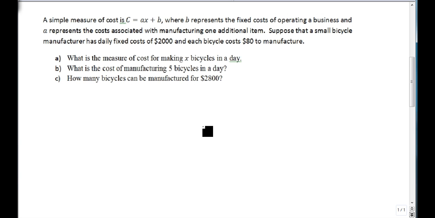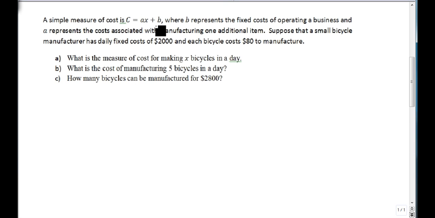So let's look at our first example. A simple measure of cost is C equals AX plus B, where B represents the fixed costs of operating a business and A represents the cost of manufacturing one additional item. So that would be parts. That would be the cost, a little bit of the process of putting it together.